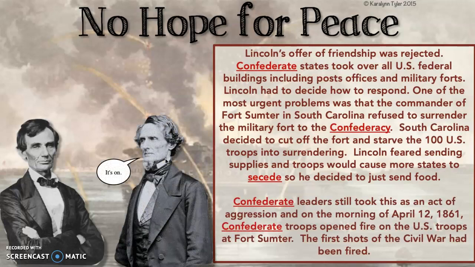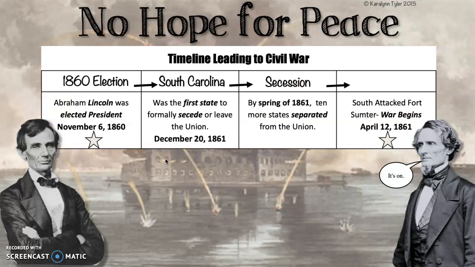Well, this didn't matter. Confederate leaders still took it as an act of aggression, and on the morning of April 12, 1861, Confederate troops opened fire on the U.S. troops at Fort Sumter. The first shots of the Civil War had been fired. And last, we end up in a civil war. The South attacked Fort Sumter. War begins April 12, 1861.